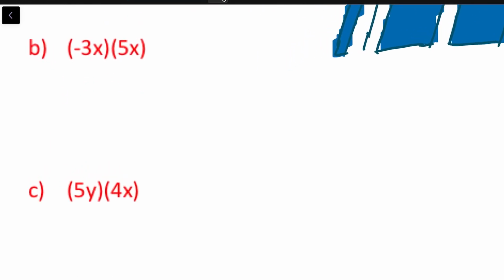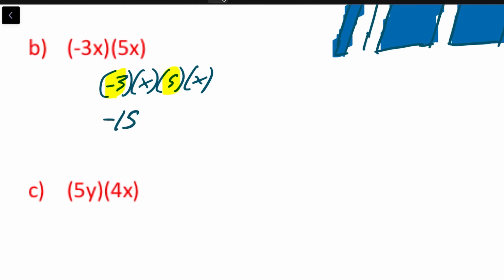So let's take a look here. This is -3 times x times 5 times x. And so I can multiply my coefficients here. That gives me -15, and my variables, which gives me x times x is x squared.